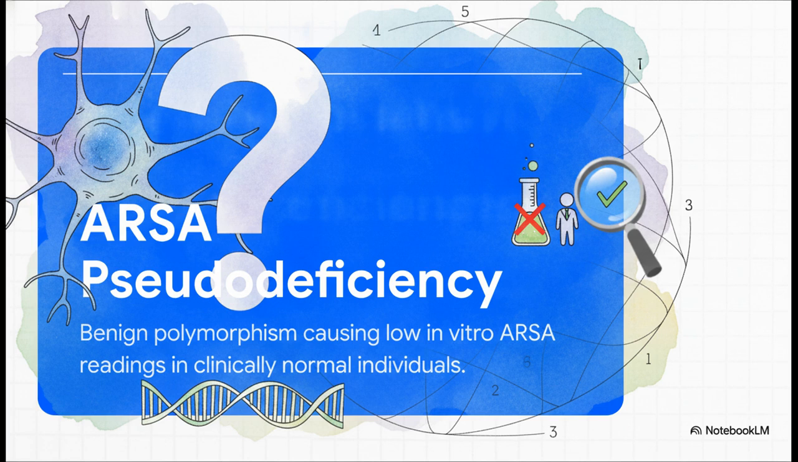But here is the illusion, and exam trap number 1. Pseudo-deficiency of aryl sulfatase A. This is just a benign polymorphism. It gives you a low enzyme reading in the lab, sure, but the actual person, clinically, they are completely normal. Examiners will deliberately bait you with this. They'll throw you a vignette with low ARSA activity, but 0 clinical findings, just to see if you reflexively diagnose MLD based on that lab value alone. Don't fall for it. Always correlate the assay with the patient sitting right in front of you.